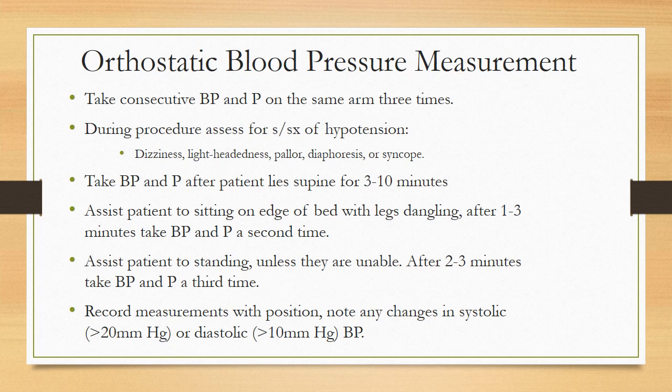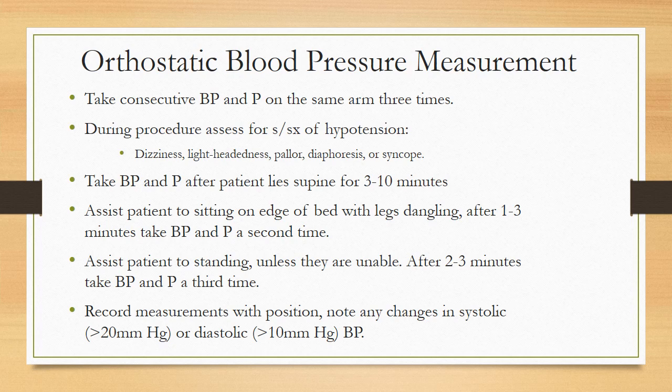So you take the blood pressure after your patient has lain in the bed for 3 to 10 minutes, and then you assist them up to sitting on the edge of the bed and wait 3 minutes and take the blood pressure and pulse a second time. And then you're going to assist them to standing and wait a couple minutes, and you're going to make sure that you're assessing them at this time, make sure they're steady on their feet and that they're not having any trouble standing up. After a couple minutes, you're going to take a third time that blood pressure and pulse, and then you're going to record these measurements.